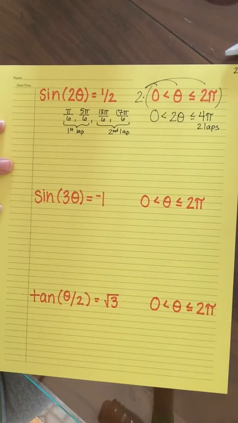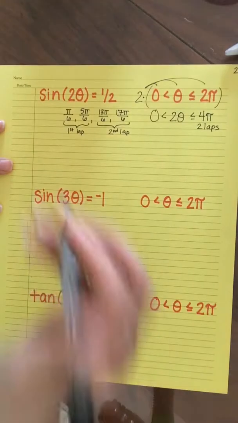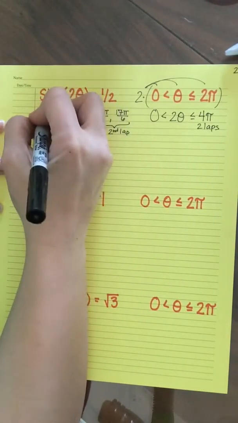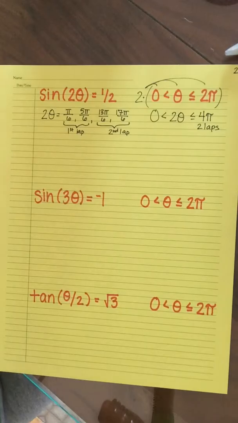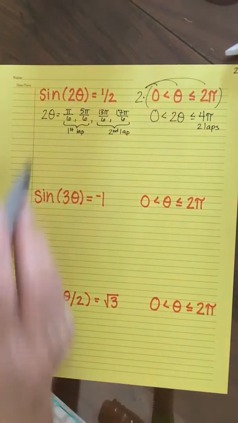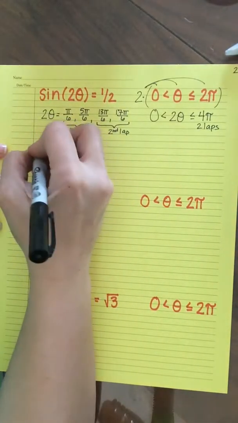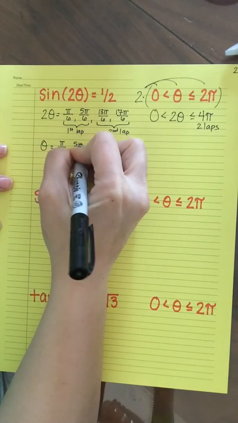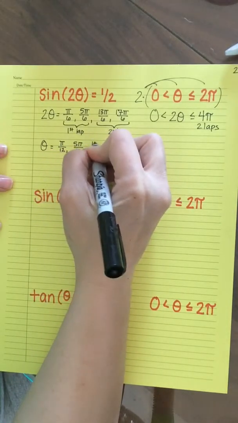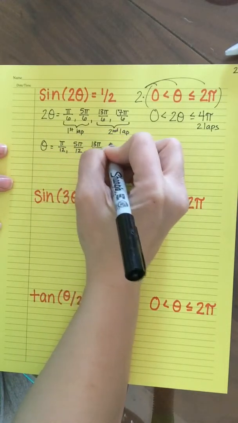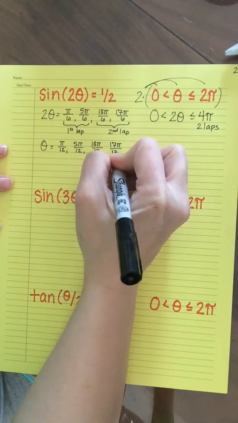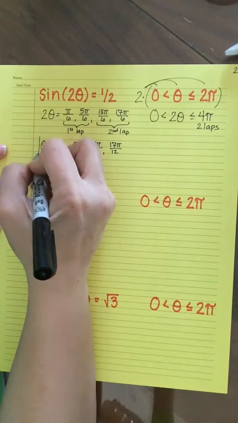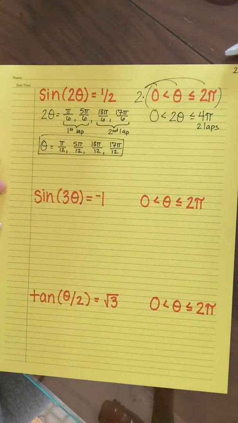Now before, we just said that theta equaled these radians, but it's not just theta by itself anymore, it's 2 theta. At this point, theta is not by itself, so you have to divide each of these fractions by 2. And when you divide by 2, that changes the denominator. So theta is going to equal pi over 12, 5 pi over 12, 13 pi over 12, and 17 pi over 12. You cannot reduce any of those fractions, so all 4 are answers.